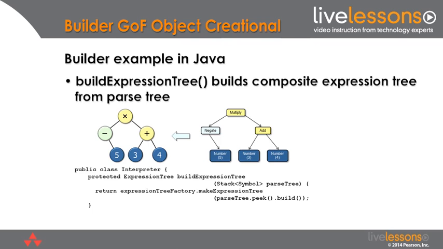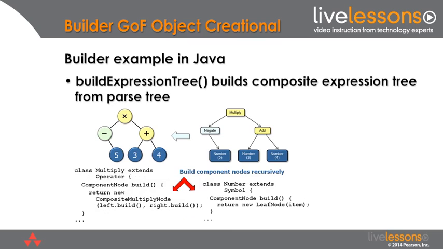It simply takes a look at the top element on the stack, which will be the root of the parse tree, and then it will go ahead and recursively traverse down and build the entire expression tree from that point onwards. At every step along the way, we'll be transforming symbol subclasses in the parse tree, things like multiply or number, into the corresponding expression tree component node hierarchy. So as you can see here, the multiply class, which extends operator, which is a subclass of symbol, has a build method, which is used to create a new composite multiply node, recursively building the left tree and the right tree that corresponds to what's in the parse tree.